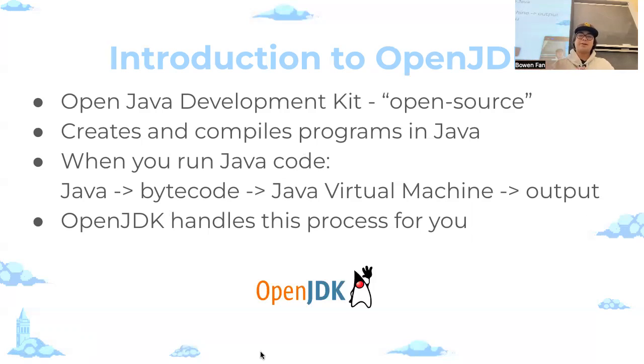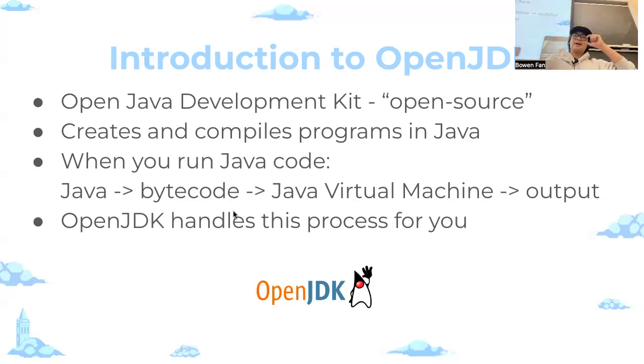So the Java development kit handles this entire process for you, and it's open source. To summarize, the reason we need development kits is because every computer is different and not every computer knows what Java is. Therefore, OpenJDK has a Java interpreter, or Java virtual machine, that knows what Java actually is and will process it for you. So that is OpenJDK.